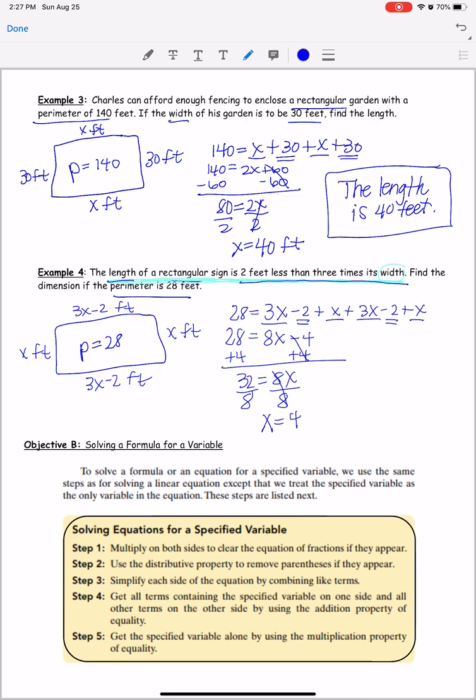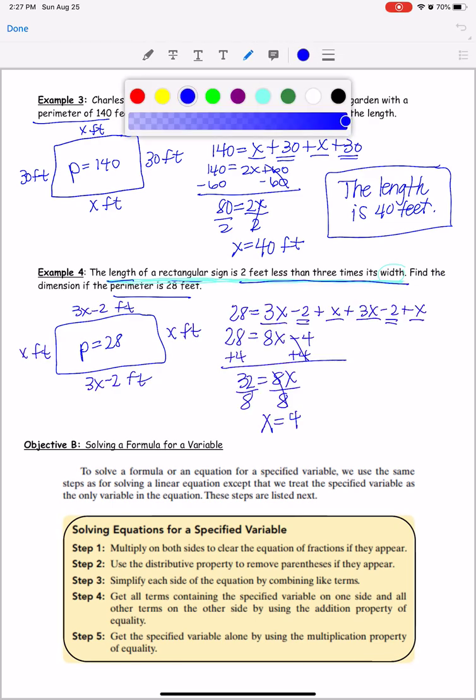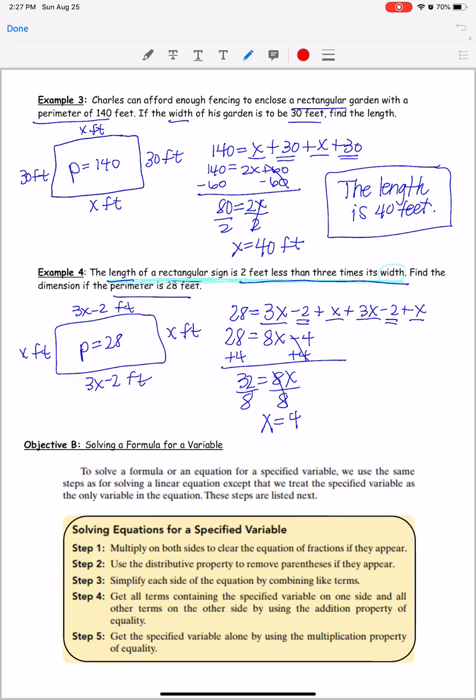So what does it want us to find in this problem? In this problem, it wants us to find the dimensions, if the perimeter is 28 feet, so plug in. So I know my width is 4 feet. Okay, those are my widths. So plug in to find the length. We got 3 times x. X is 4, minus 2. 3 times 4 is 12. 12 minus 2 is 10. So these are 10 feet. 10 feet.